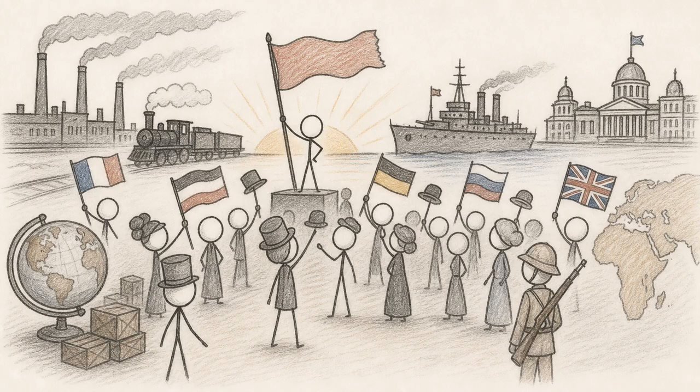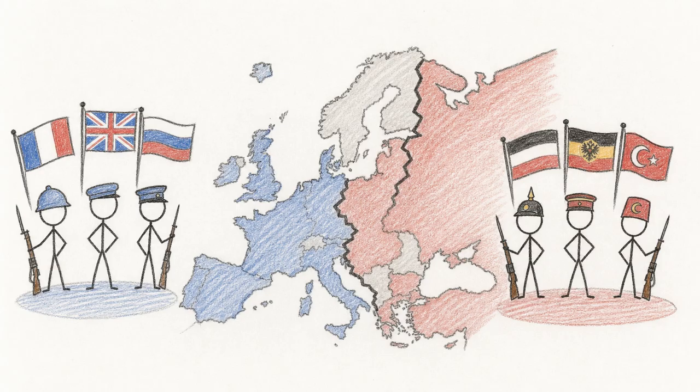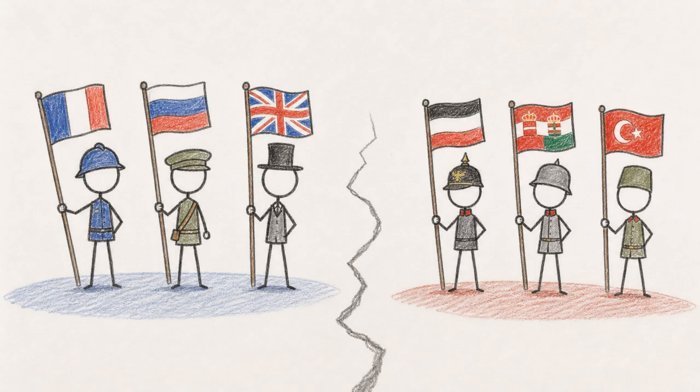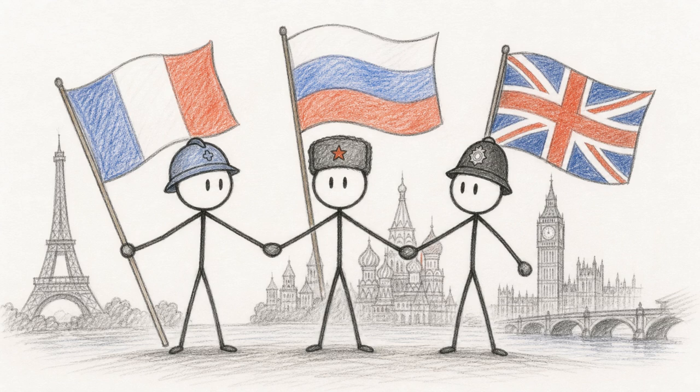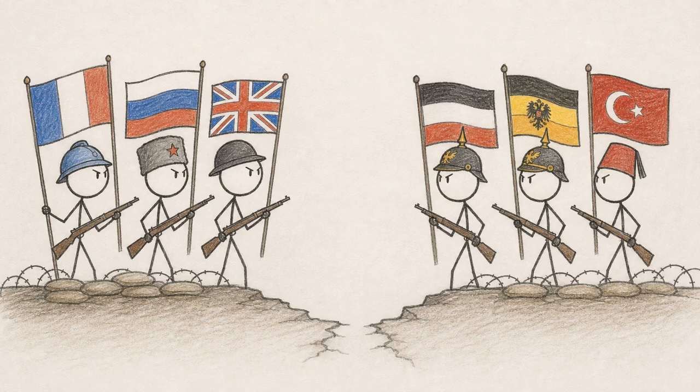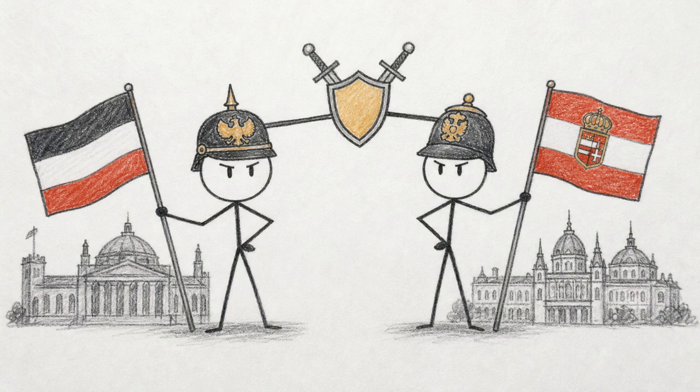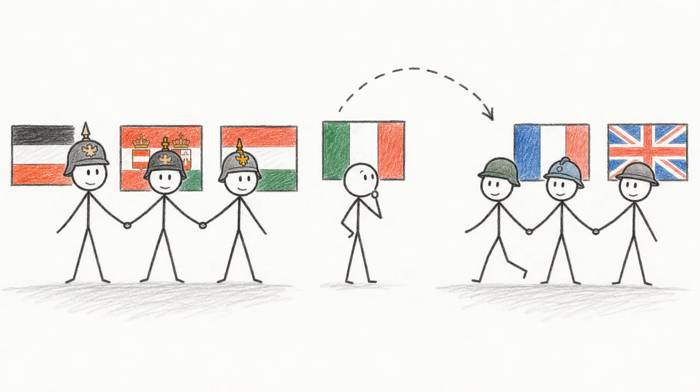In the early 20th century, Europe was largely divided into 2 powerful bloc alliances. On one side were the Triple Entente powers, France, Russia, and the United Kingdom. Opposing them were the Triple Alliance, consisting of Germany, Austria-Hungary, and Italy, though Italy later switched sides.